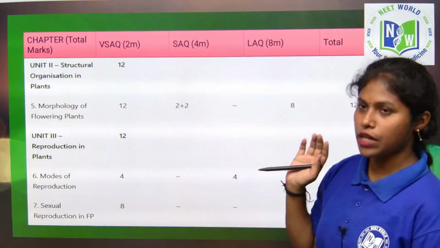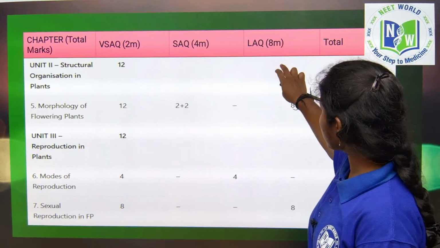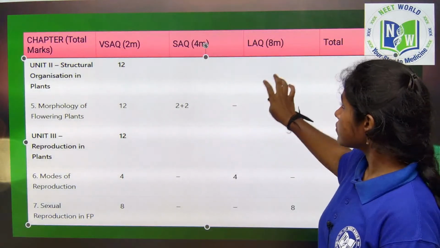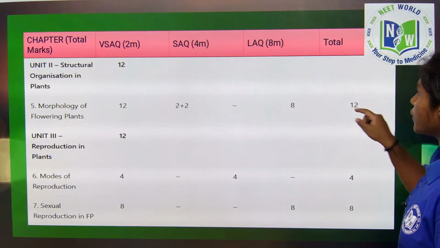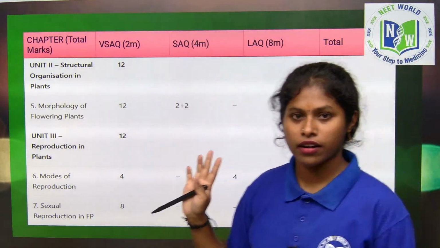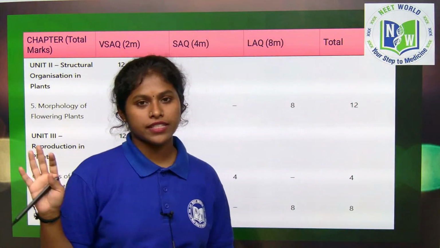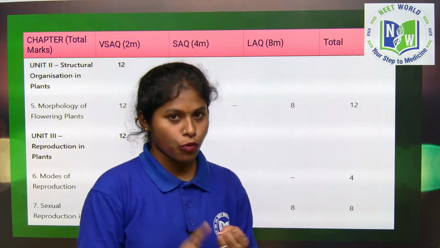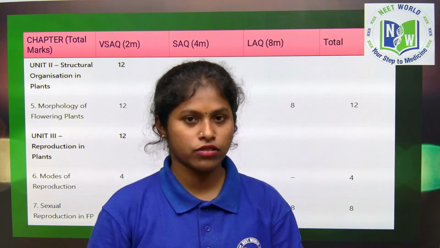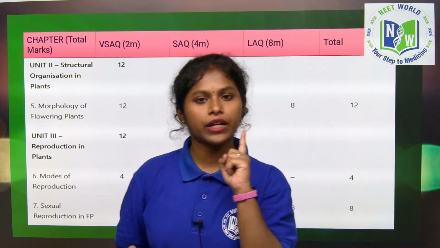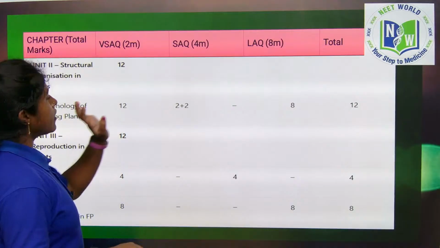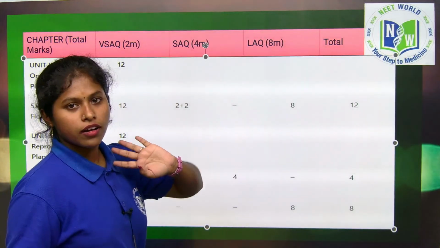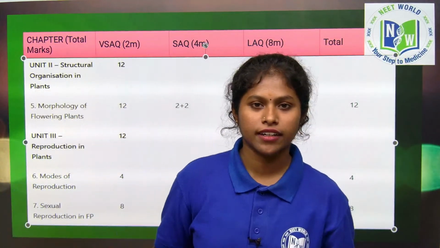Coming to the second chapter. In the second chapter also you are not getting any 8 marks question. Is that right? No. In the second chapter you are going to get the 8 marks question for sure. Those questions are also fixed. It is either root modification, stem modification, or inflorescence. Out of these 3 questions you will definitely get 1. So in chapter 2 you will get the 8 marks question for sure, it is fixed.